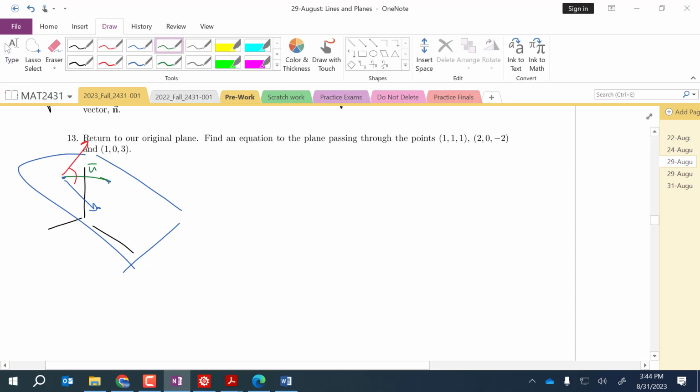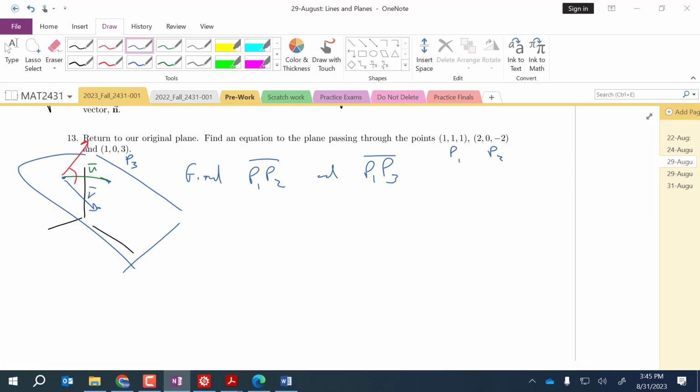Okay? So let's give these some names. Let's call this U, and let's call this V. So taking any one of my points and calling it the common point. Okay? So let's give these points names. Let's call it P1, P2, and P3. So let's find the vector P1P2, and the vector P1P3. Does that make sense, folks?